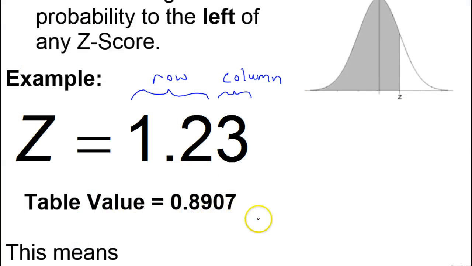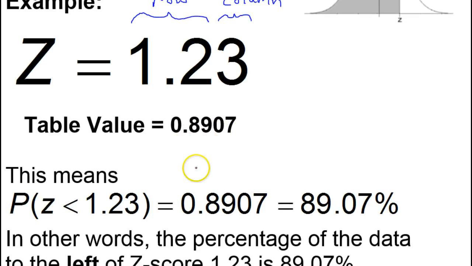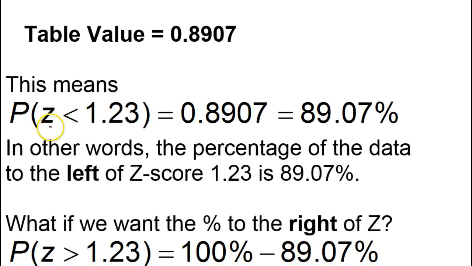So this table value, that's where we got this from. And this is the notation that we're going to use. So the percentage of all z-scores less than that z-score is what I just said. Okay, so that's it. That's how it works.